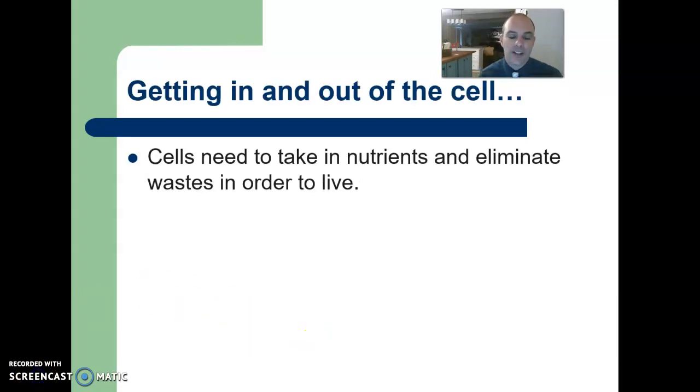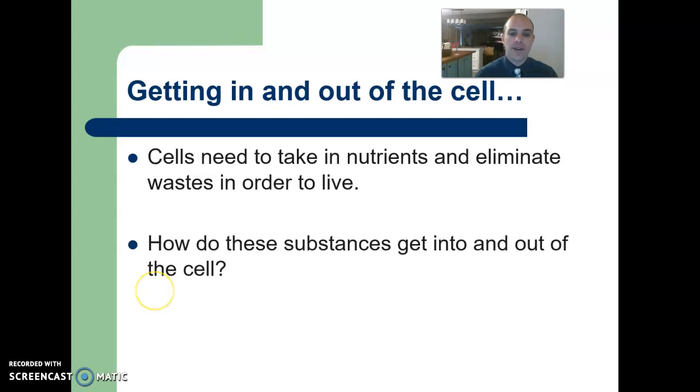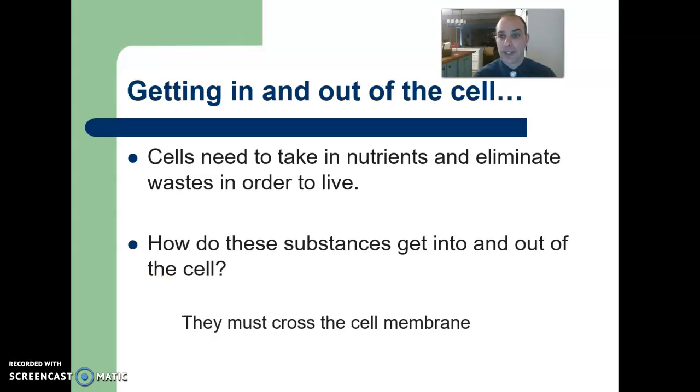So, getting in and out of the cell. Cells need to take nutrients in and eliminate waste to get them out in order to live. We discussed this briefly during the cell size lab. How do these substances get in and out of the cell? Well, they got to cross the cell membrane. And I alluded to this in the previous video that not everything just crosses it. Some things need to get through the proteins to get there.